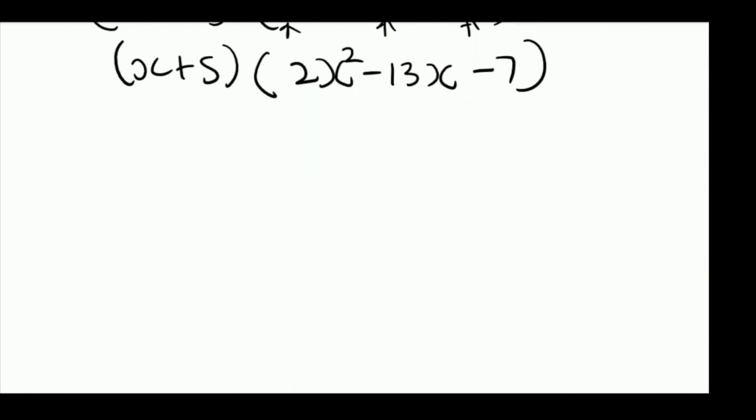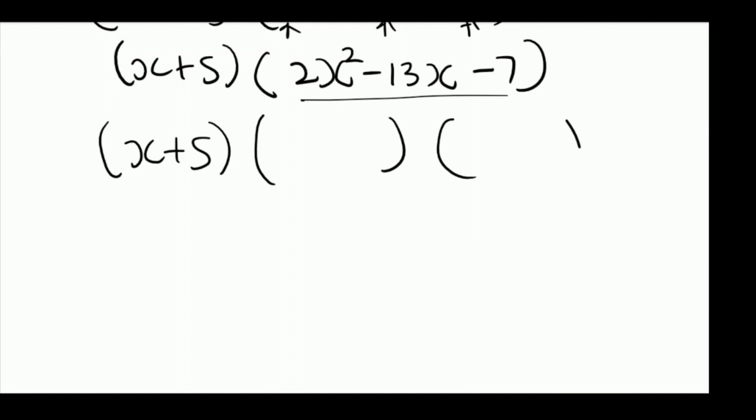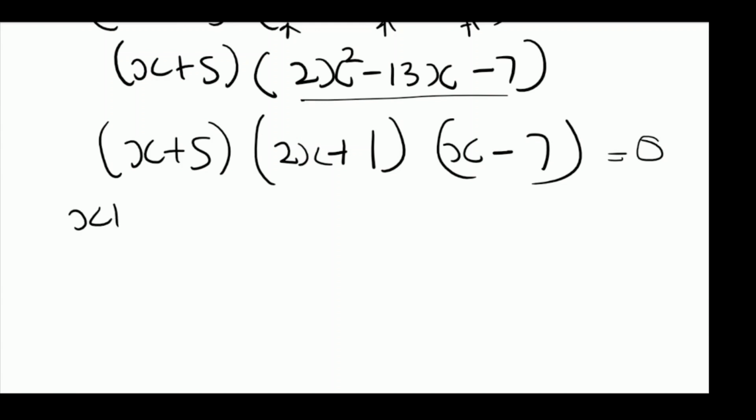So now we need to factorize this parabola here. So it's going to be x plus 5, and then we factorize the parabola, so it's going to be 2x and an x there, and 1 and 7 there, so it's going to be a minus and a plus. So now we factorize this expression. We know it's equal to 0, right? So we're just going to equate to 0. So it's going to be x plus 5 equals 0, or 2x plus 1 equals 0, or x minus 7 equals 0.